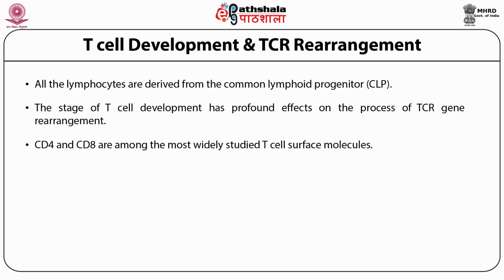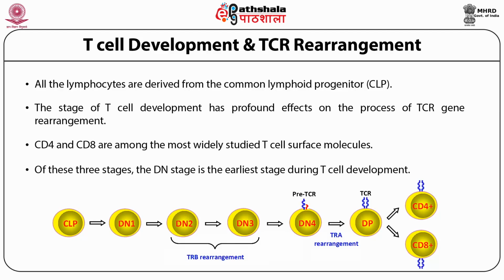Depending on the presence or absence of CD4 and CD8 on their surface, the T cell developmental stages are defined as double negative or DN, which does not have either CD4 or CD8, double positive or DP, which have both CD4 and CD8, and single positive or SP, which have either CD4 or CD8. Of these three stages, the DN stage is the earliest stage during T cell development.